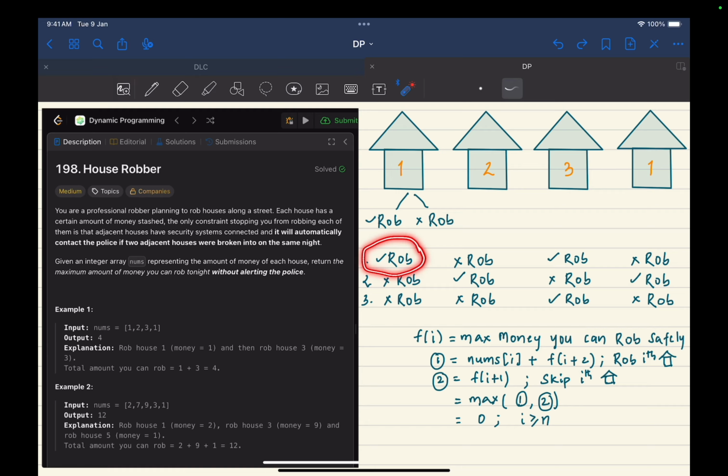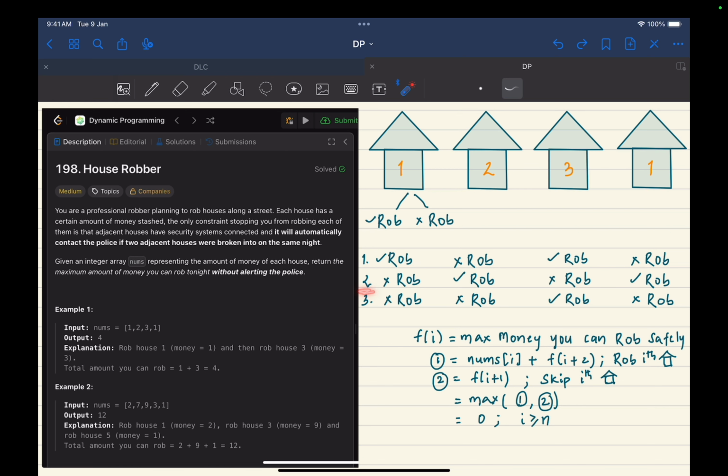Let's say I've chosen to rob the first house, then I cannot rob the second house, because if I rob the second house as well, both houses will be adjacent to each other and the police will be contacted. So I should skip robbing the second house. Since the second house is not robbed, I can rob the third house and then I will skip the fourth house. Okay, this is one possibility of me robbing the houses.